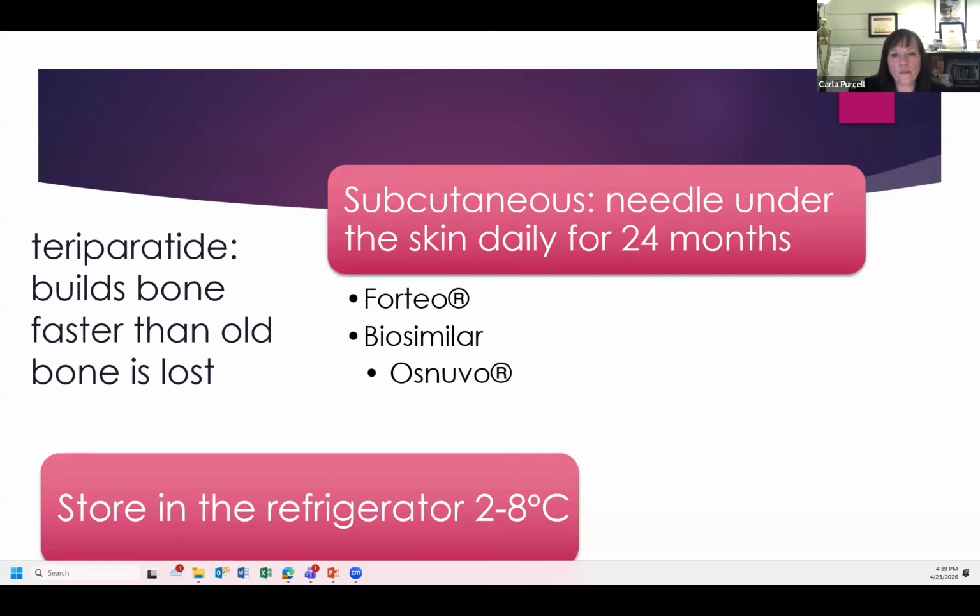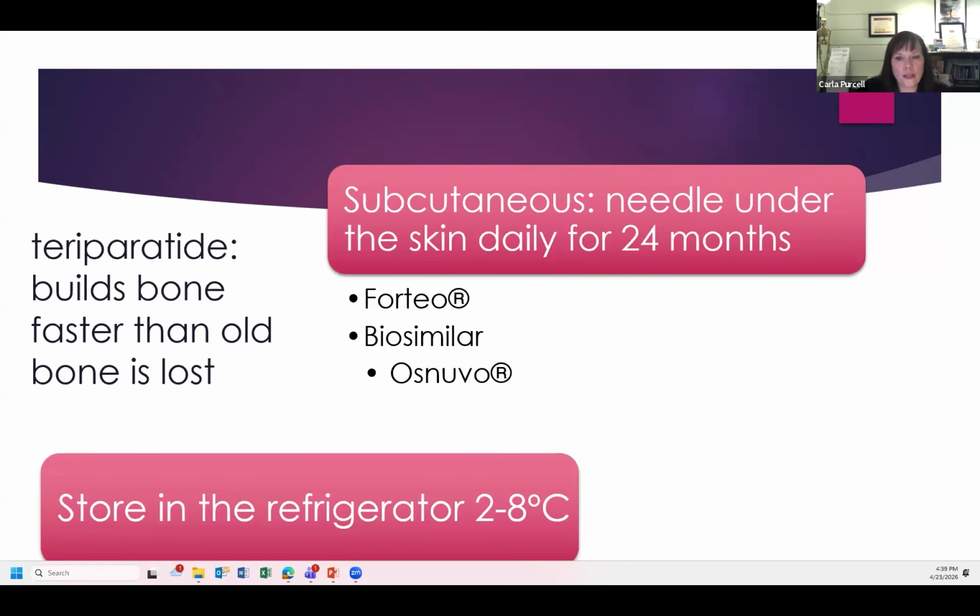This one is reserved for people with very severe osteoporosis, especially those who've had spine fractures. It is for people who have been on bisphosphonates or other medications and have continued to fracture anyway. So it's a very strong one, and it's reserved for people that, like I said, have severe osteoporosis. It's not usually given to people who have had a history of radiation or cancer.